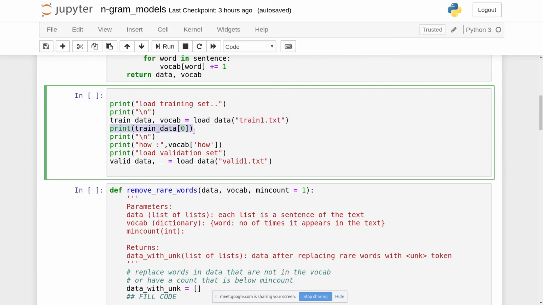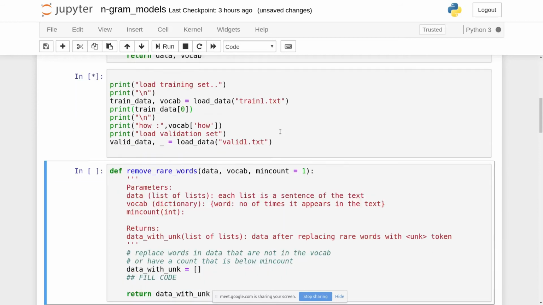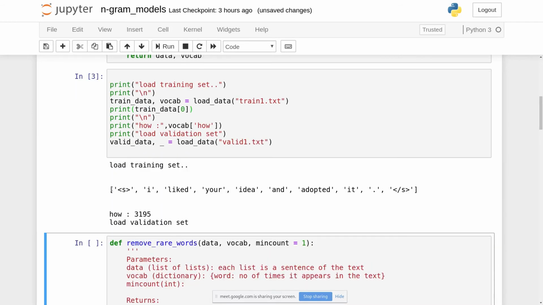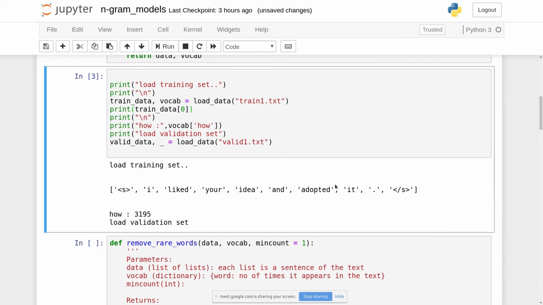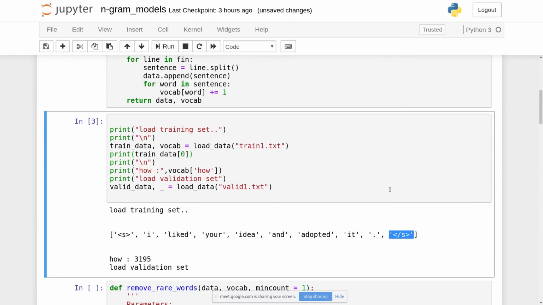We're going to print the first sentence using train data of 0, and we're going to access the dictionary vocab to see the number of times the word how appears. So let's run this cell. This is the first sentence in the text: I liked your idea and I adopted it. As you can see, the first token is the start token and the last token is the end token. This is the same for the entire text.